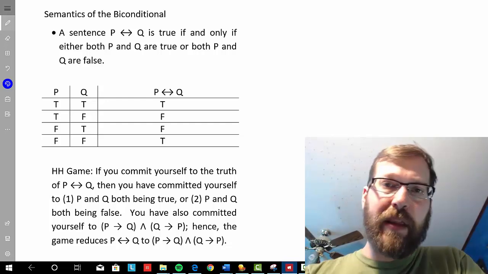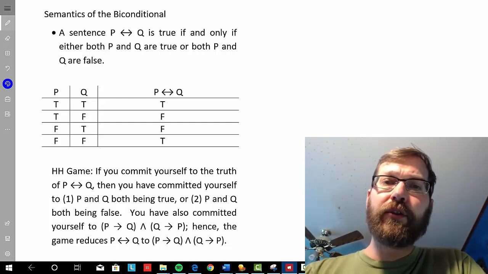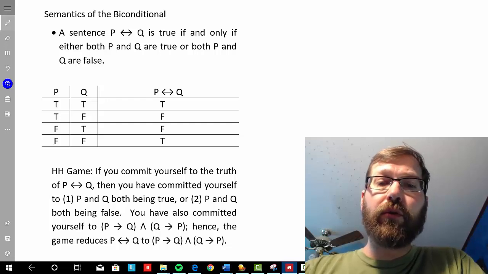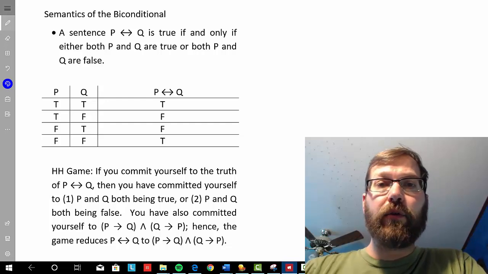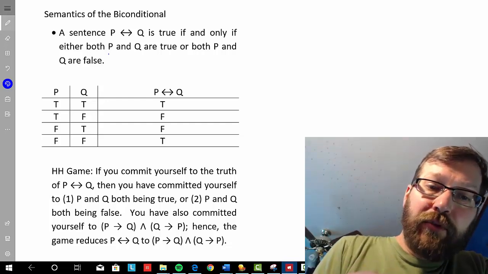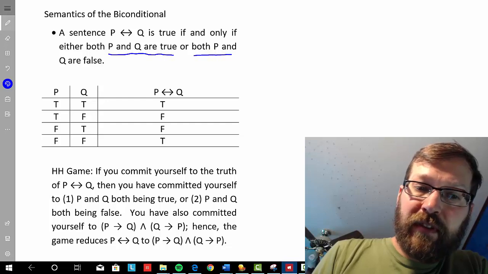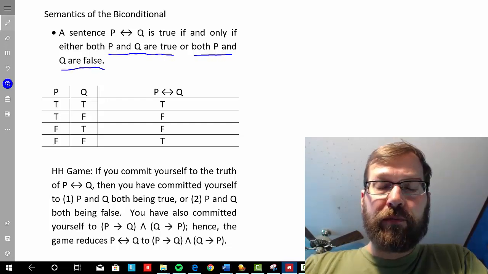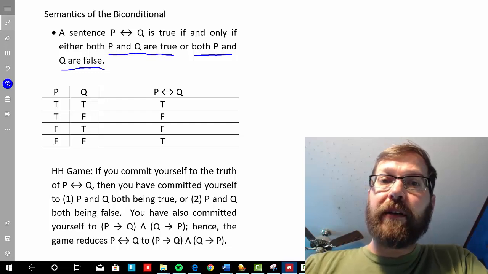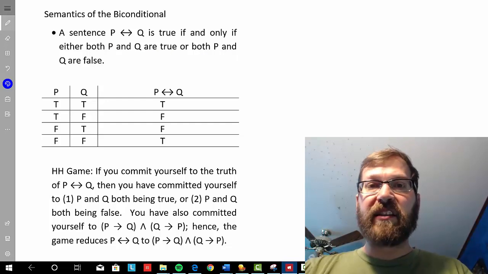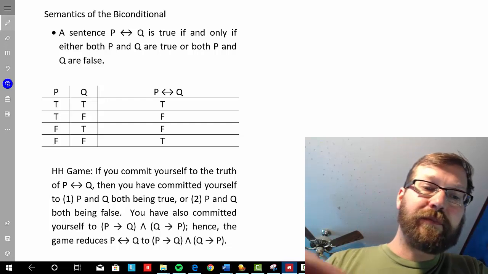A sentence P if and only if Q is true if and only if either both P and Q are true or both P and Q are false. So when they share the same truth value, that's when a biconditional is true. When their truth values differ, that's when a biconditional is false. And if we look down at this truth table, that's precisely what it represents to us.